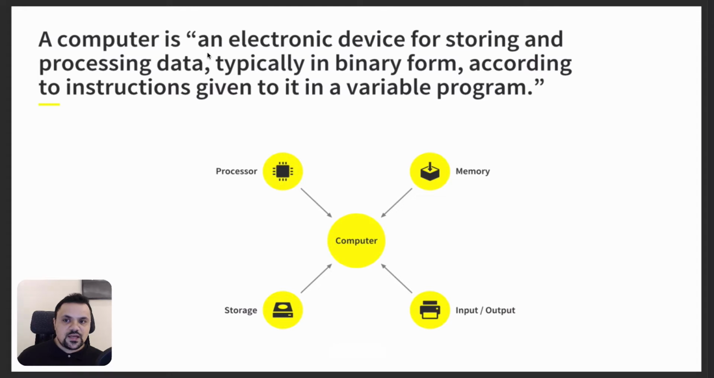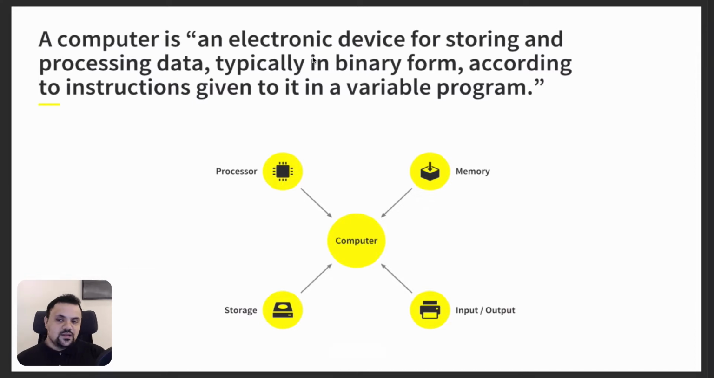The first part says, an electronic device. What do we understand from that? We understand that this computer has some hardware, some physical items. So it's an electronic device that contains some wires, some electronic devices. This device is used for storing information and processing data.